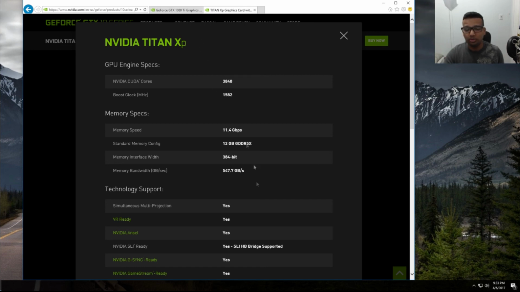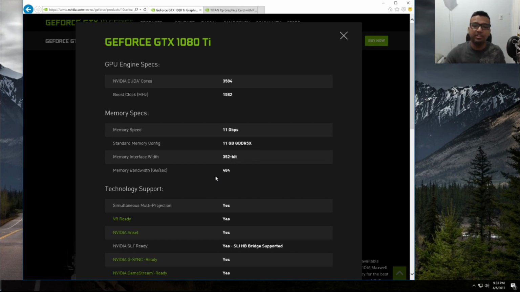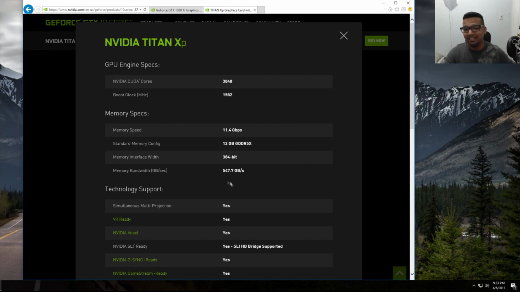And also, as you guys can see, the memory bandwidth, that's where it makes a huge difference. Memory bandwidth for a GTX 1080 Ti is 484 versus the memory bandwidth of a Titan XP, 547.7 gigabits per second. So that will play a huge role.